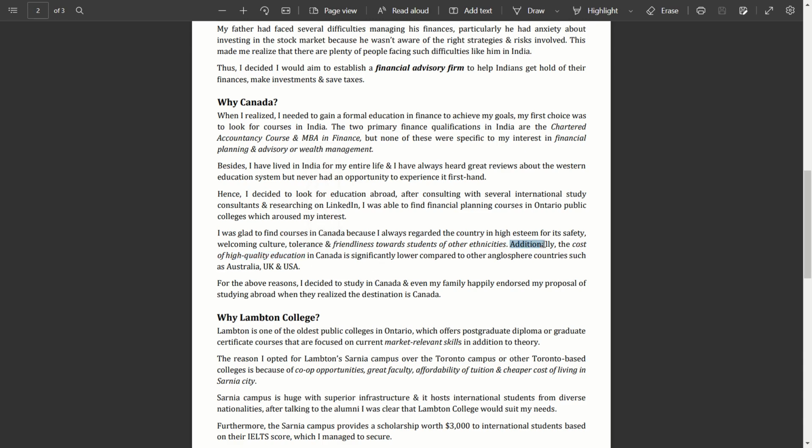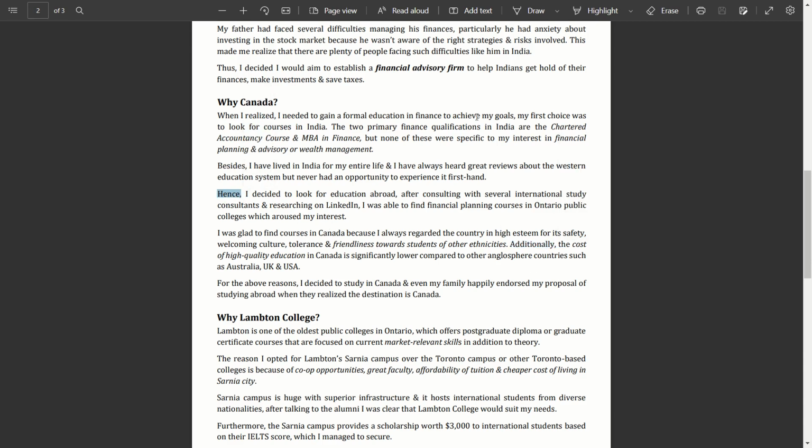Look at how I mentioned additionally, hence, and all these connecting sentences. If you remember your IELTS, we are supposed to use these connecting words to connect your ideas. So you can see that in my SOP there is a clear flow of ideas. I am not just putting words willy-nilly anywhere. I am using words like additionally, hence.